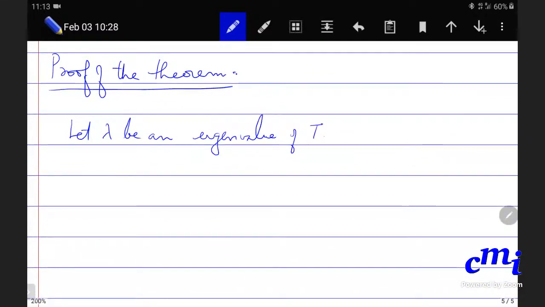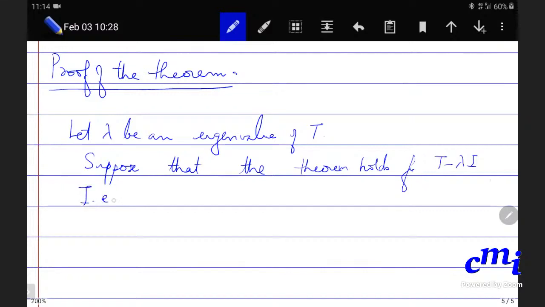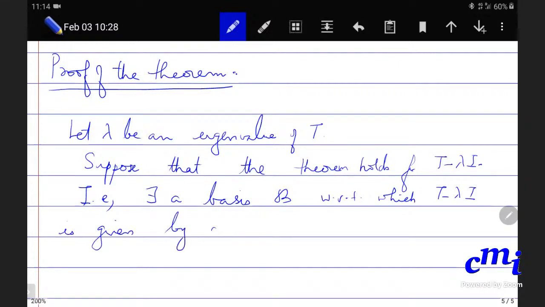Okay. Suppose we know the theorem for T minus lambda I. In other words, there exists a basis B for a matrix for the linear operator T minus lambda I. So suppose that the theorem holds for T minus lambda I. That is, there exists a basis B with respect to which T minus lambda I is given by a matrix in Jordan form J. So this is what we are saying, this for lambda I.